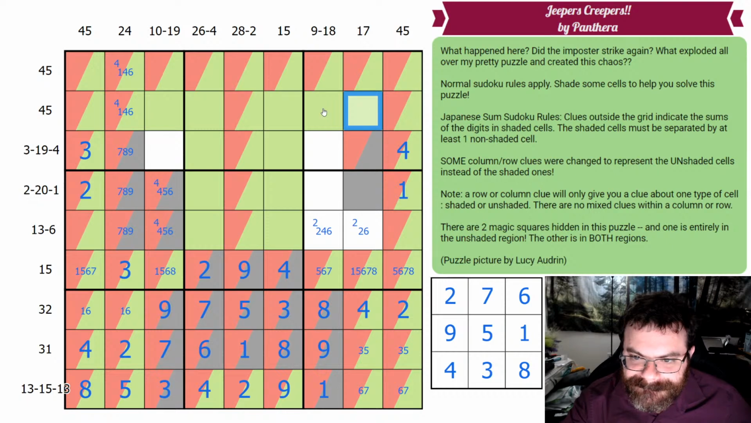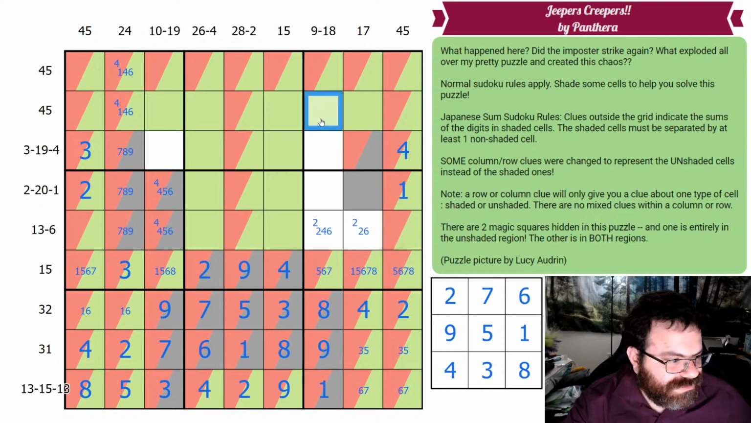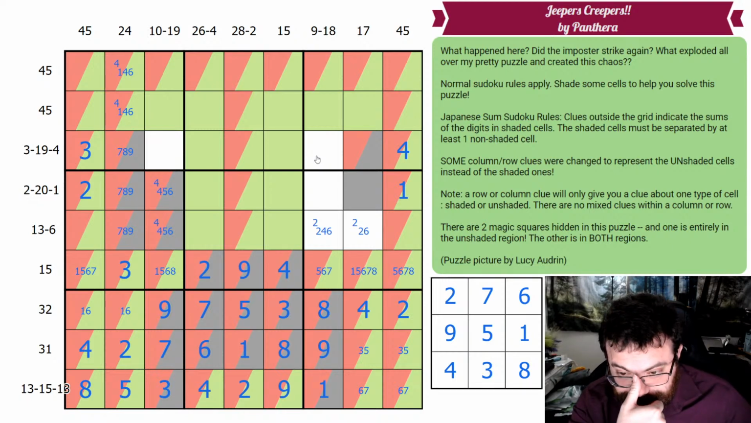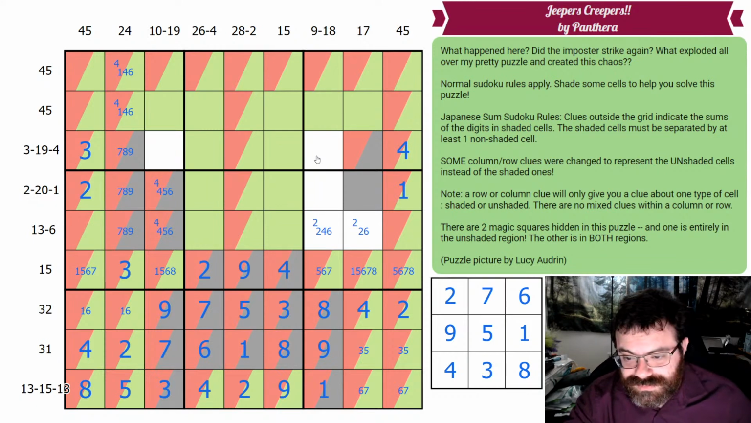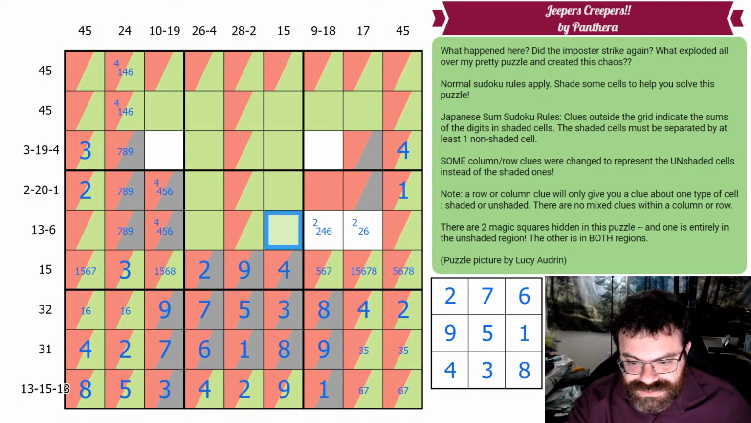Hard to roll out any of these. This is even, so this can't be the center. This is also even, so this can't be the center. This is even, so this can't be the center. This can't be the center.